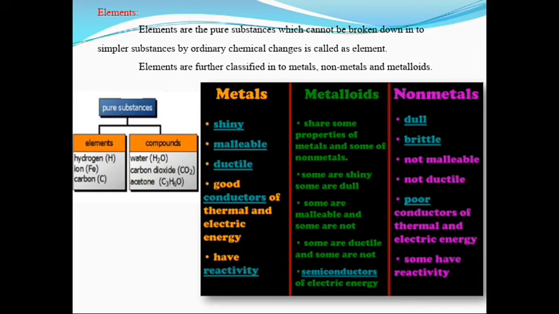Okay, in case of metalloids, if you consider, some may be malleable, some may be ductile, some may have luster, some may not have luster, some may be good conductors of electricity, some may be bad conductors of electricity. So in that way the properties in between metals and non-metals will exist in case of metalloids. The examples of metalloids are silicon and germanium. These are transition metals.